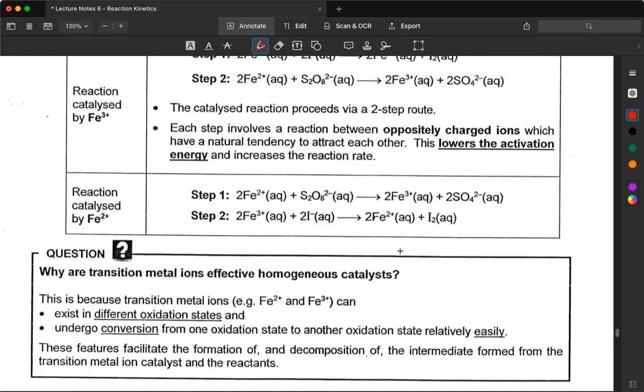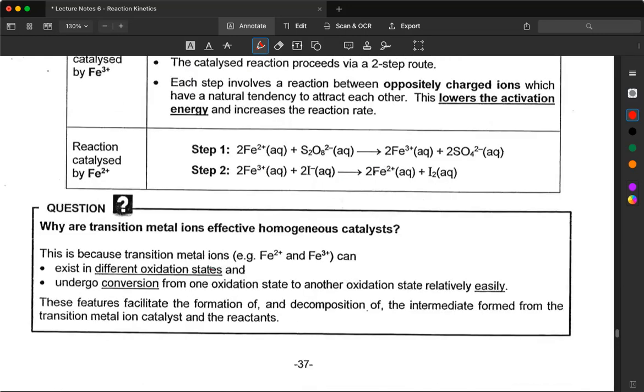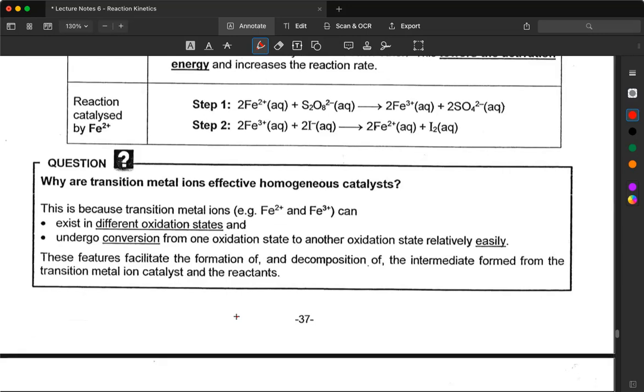So that's it. This is what I mentioned. Transition metal ions are very effective homogeneous catalysts because they have different oxidation states and they undergo conversion from one state to another very easily. So this helps to facilitate formation or decomposition of intermediates in the reactions.